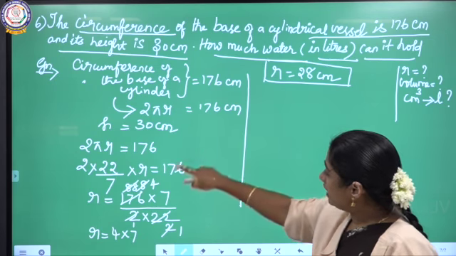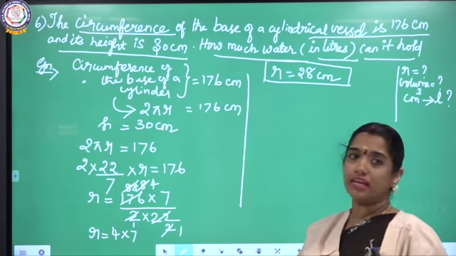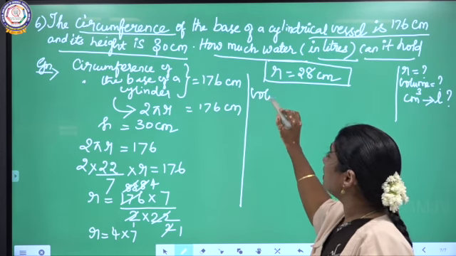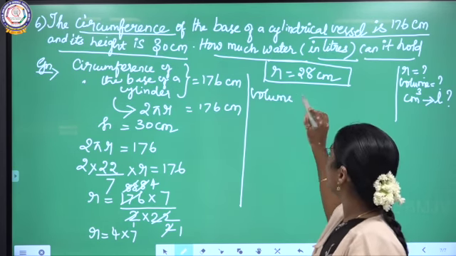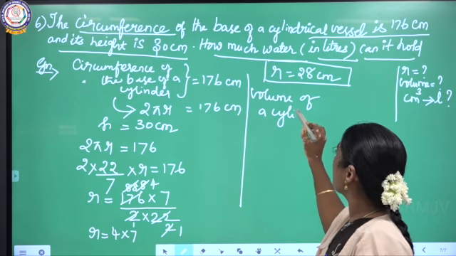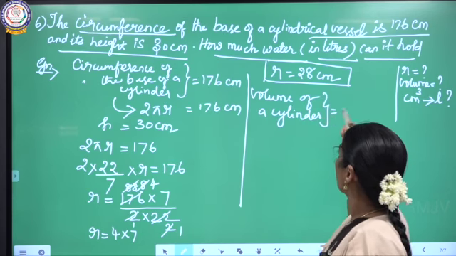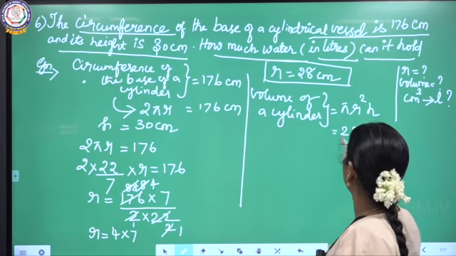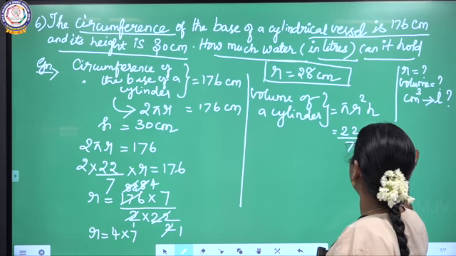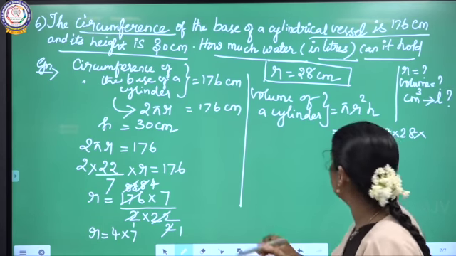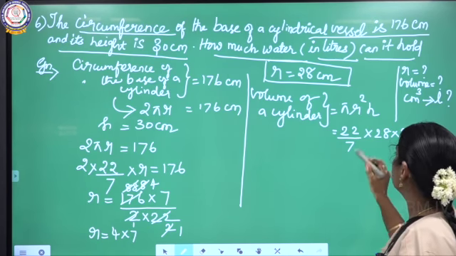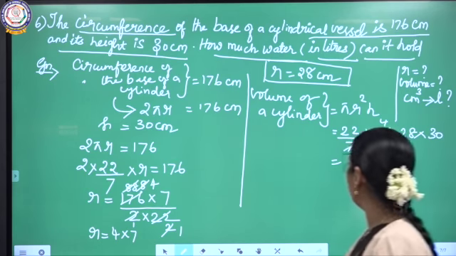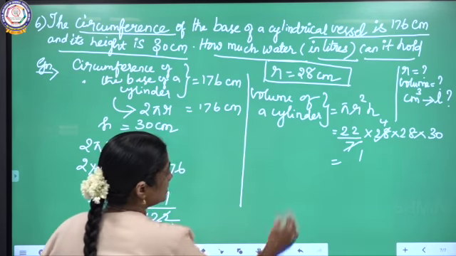Now I have found the radius, and height is also given in the question. Now I am going to find out the volume of a cylinder. See, volume of a cylinder is pi r square h cubic units. Pi is 22 by 7. R is what? 28 into 28. Height is what? 30. Listen. 7 ones are 7, 7 fours are 28. Just you all multiply this. 22 into 4 into 28 into 30. Just do it in the rough column.